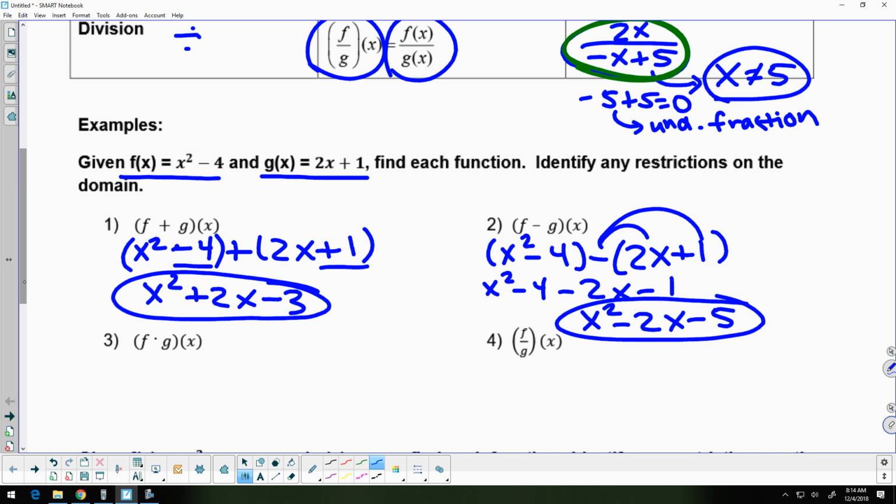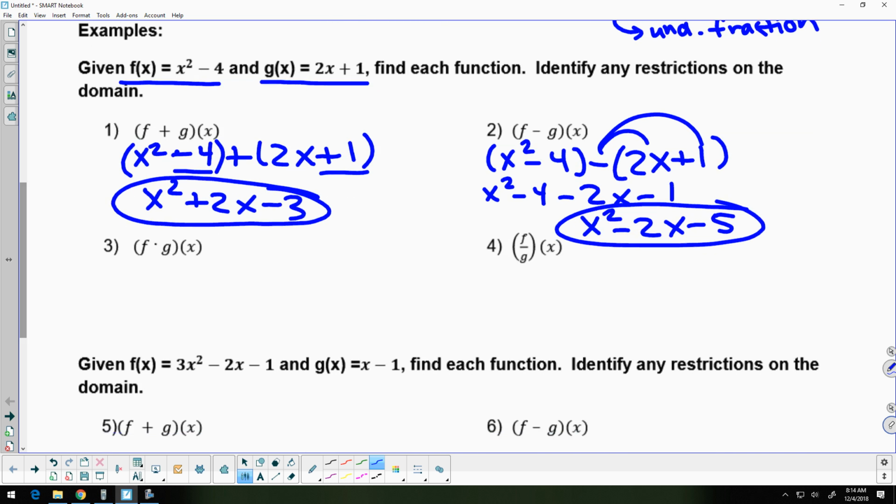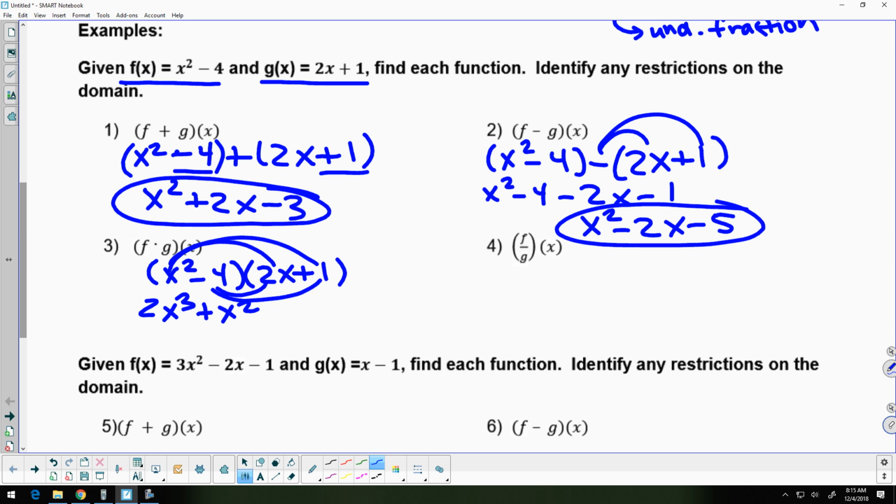Okay, the next one is multiplication. So f times g, so we're doing x squared minus 4 times 2x plus 1. How we multiply these two binomials together is by FOILing, or double distribution. So we're just going to take this x squared, distribute that to both terms first. So that would give us 2x cubed plus x squared, and now distribute negative 4 to both terms. That'd be minus 8x minus 4. And there's your answer, okay? There's no like terms, so that would be it.